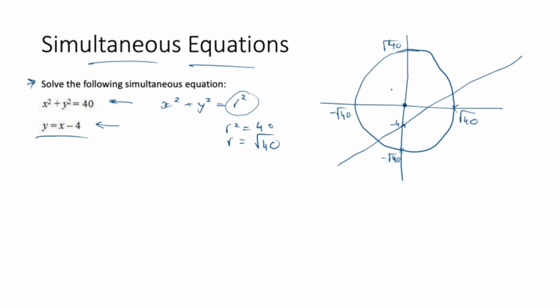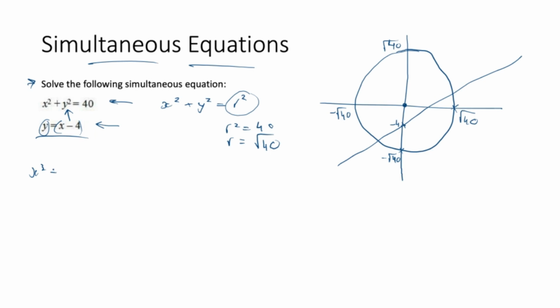We can draw an accurate graph, unlike this one, and find the points just by looking at the graph. Or we can do it algebraically, and I'm going to explain how to do it algebraically. So you have x squared plus y squared equals 40. We already have the y value from the second equation, so we can substitute this into the y squared of the first equation.